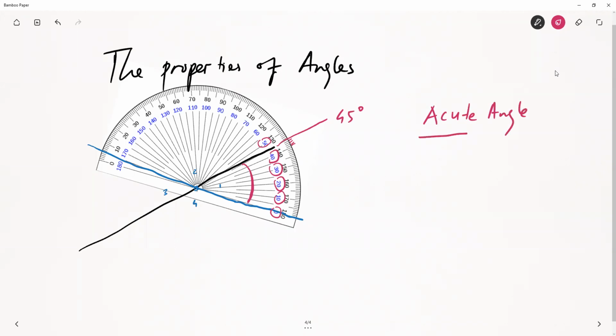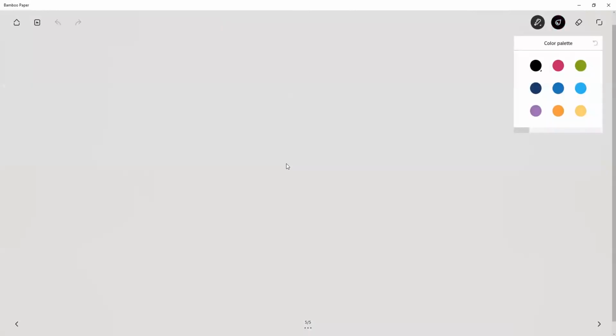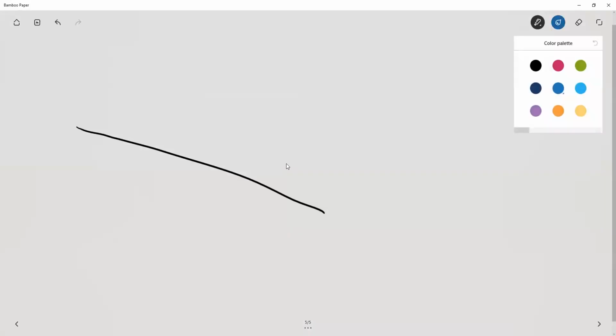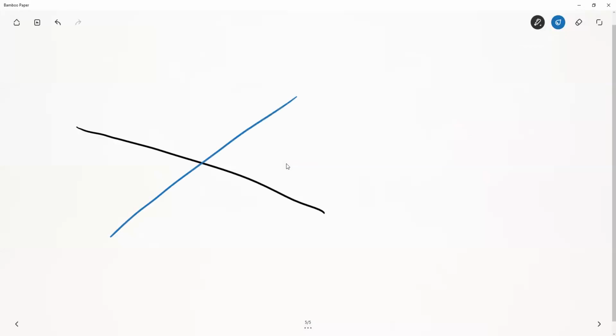So again, an acute angle is simply an angle that is less than 90 degrees. Now, if you look at the other angles, for example, if you want to measure the... okay, let me have a slightly similar situation. We have these two lines again, and now you want to measure the bigger angle here.